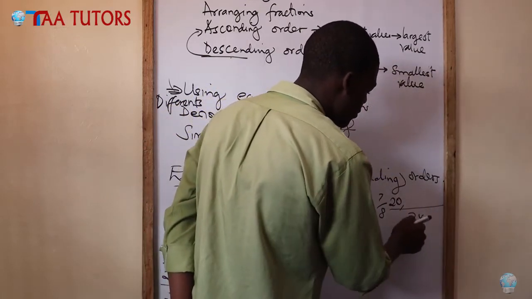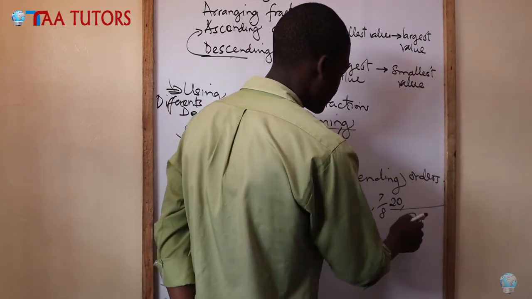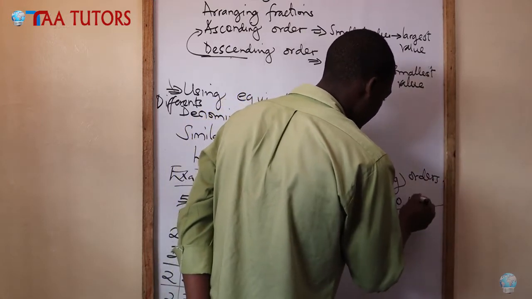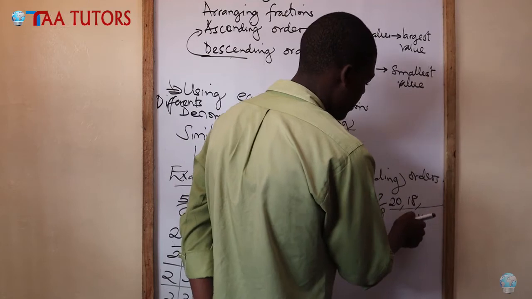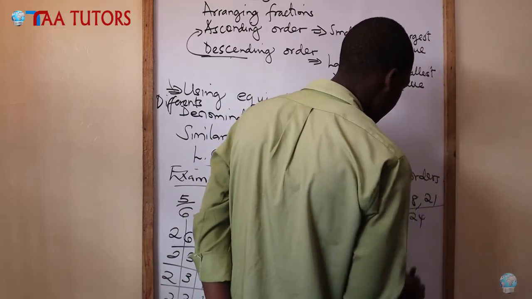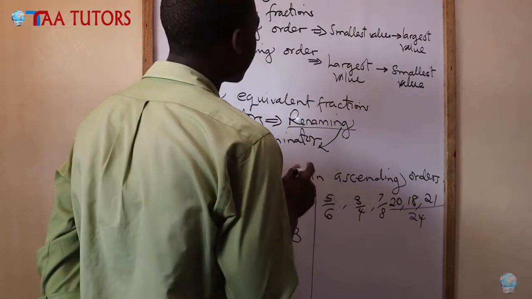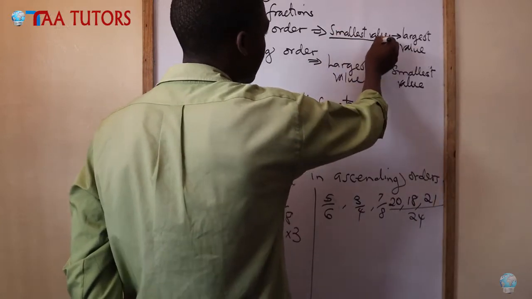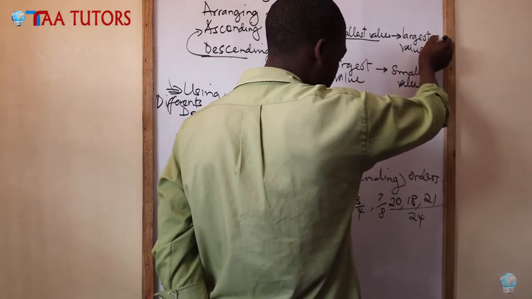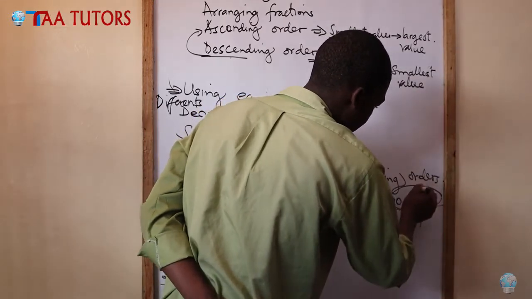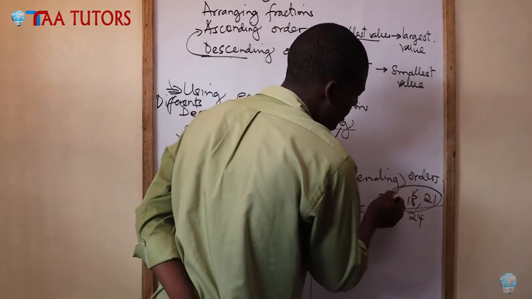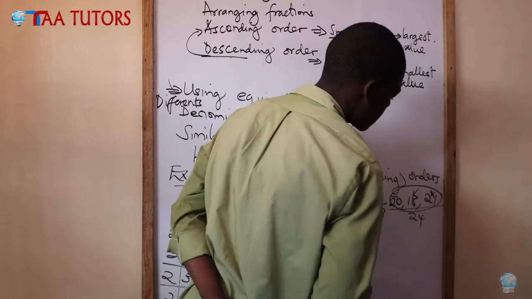Then 4 into 24 is 6 times. 6 times 3 is 18. Then I have 8 into 24, 3 times. 3 times 7 is 21. My order is from the smallest value to the largest value. Our smallest value here is 18, followed by 20, and lastly 21.